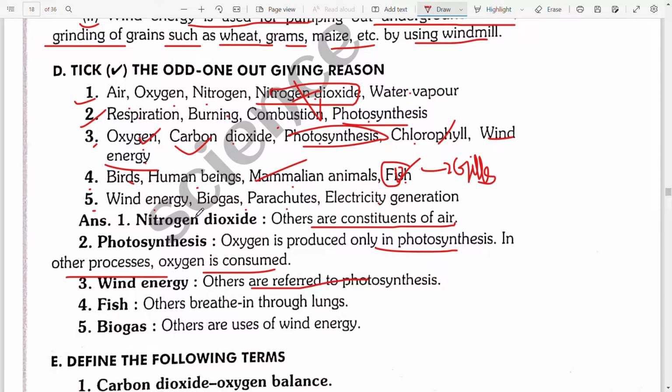Fifth: wind energy, biogas, parachute, electric generator. In this, biogas is the odd one out. Why? Because the others use wind energy and biogas does not.